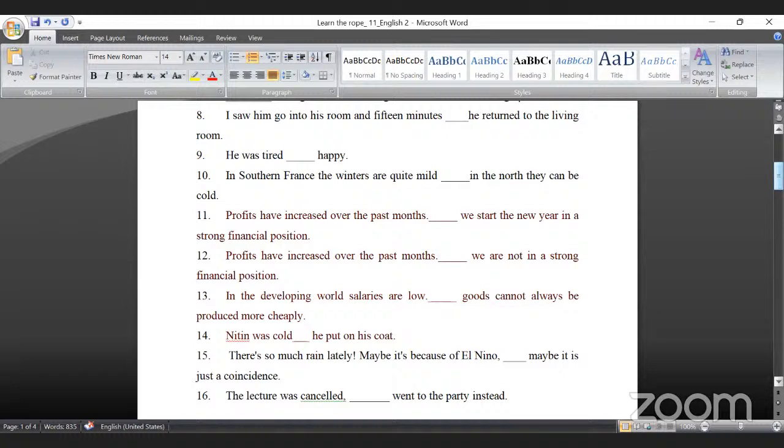11th, profits have increased over the past months. Now there's a full stop after that. The next sentence, we start the new year in a strong financial position.